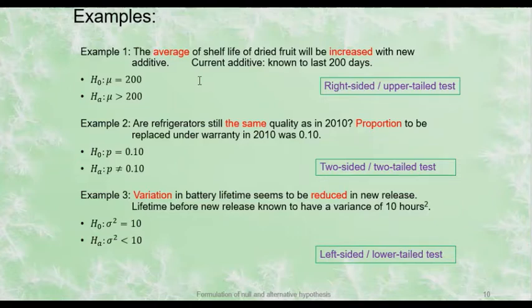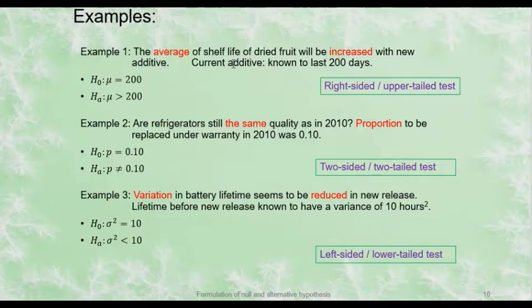Again, a refrigerator is still the same quality as in 2010. Proportion to be replaced under warranty in 2010 was 0.1. So in the past, the proportion, look at the keywords, the proportion means the probability, was 0.1, but we want to see if it's still the same or not. It means it's still equal to 0.1, or it's not equal to 0.1.